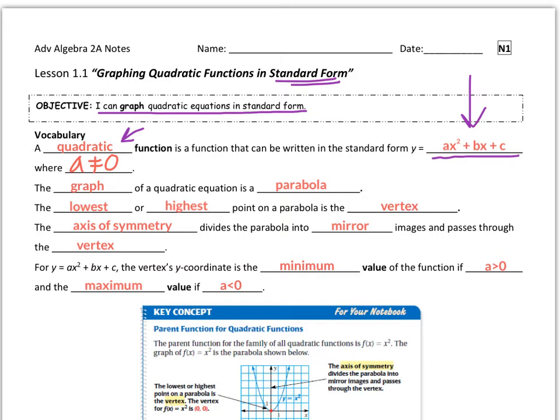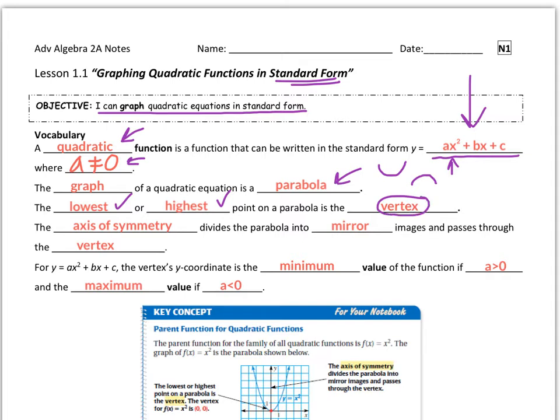Now, a cannot be equal to 0 when we're talking about this form. So a has to be a negative or positive number, but it cannot be 0. The next thing we need to know is that the graph of a quadratic equation is a parabola. So that's going to take this form, or if it's a negative function, it's going to take this form. So therefore, on any parabola, we have a lowest point or a highest point, and that lowest or highest point is referred to as the vertex.